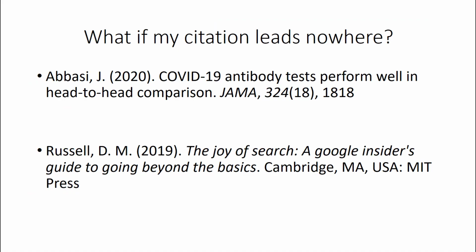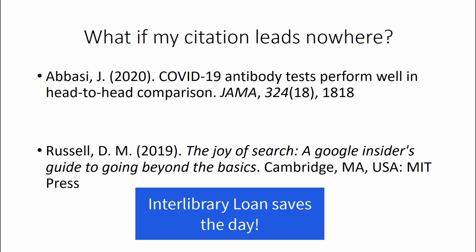There's one last possibility for when you're trying to find a source from its citation, and that's when your citation leads nowhere. That is, you use the journal search to try and locate a journal article and you get no results found. Or you go to look up a book using One Search or the library catalog, and again, no results found. When that happens, you must resort to Interlibrary Loan, ILL. Let me show you how this might happen.